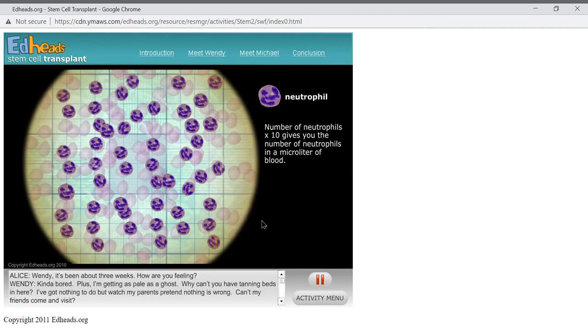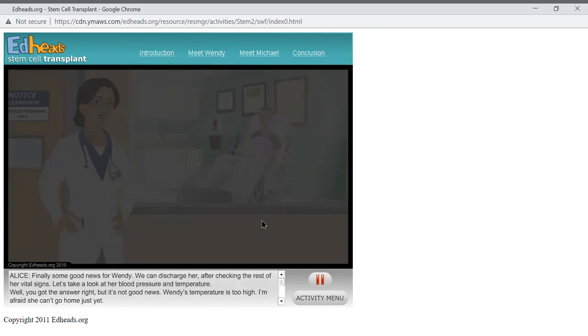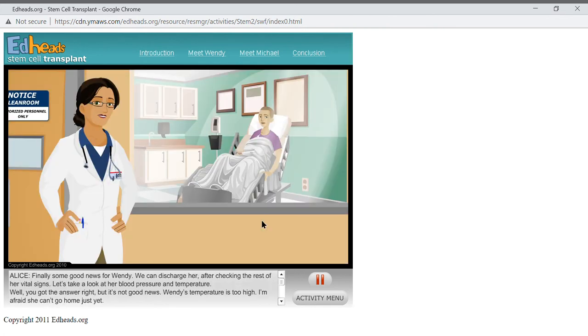This is great. Wendy's neutrophil count is more than 500. Finally, some good news for Wendy. We can discharge her after checking the rest of her vital signs. Let's take a look at her blood pressure and temperature.